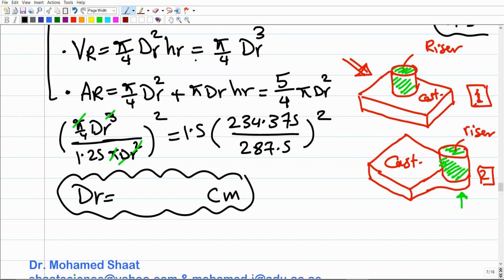This definitely is going to give us 234.375 divided by 287.5 squared times 1.5. Then on the left side we do have 0.525 divided by 1.25 squared times dr. So this should be multiplied by this value, so we're going to end up with 0.0398 centimeter. No, this value should be squared, so it's going to be, I'm sorry, about 0.199 centimeter, which is too small, so I'm going to check this value.